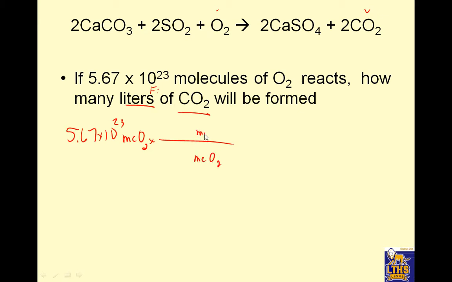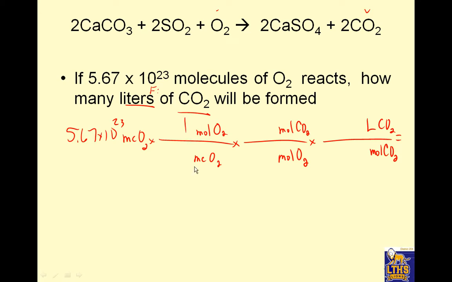Molecules of oxygen have to change to moles, because the only place where you can change identity is at the mole ratio. Moles of oxygen have to turn into moles of carbon dioxide. This time, though, I want to change it to liters. We need some numbers. Moles and molecules use Avogadro's number. Moles of one kind to moles of another: where do I get those numbers?